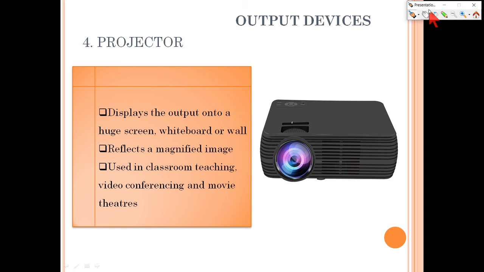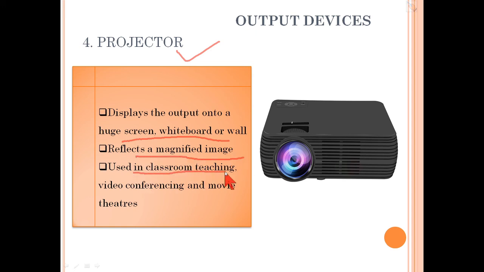Next output device, you all know, is the projector. When I want to display something on a big screen, because a monitor is limited in size, 18 inch, 24 inch, 38 inch, like these we have in our homes. But when I want to display something on a big wall, then I need a projector. It displays the output on a huge screen, whiteboard or a wall, reflects a magnified image, and is used in classroom teaching, video conferencing and movie theaters.